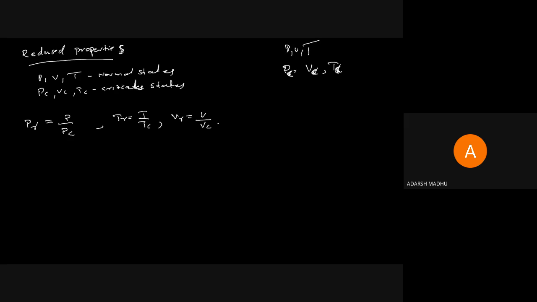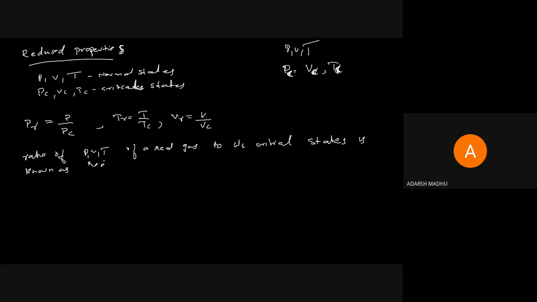The ratio of pressure, temperature, and specific volume of a real gas to the corresponding critical states is known as reduced properties. It is the ratio of pressure, volume, and temperature of a real gas to its critical states. Here volume is specific volume, small v. This, in the case of a real gas, is known as reduced properties.